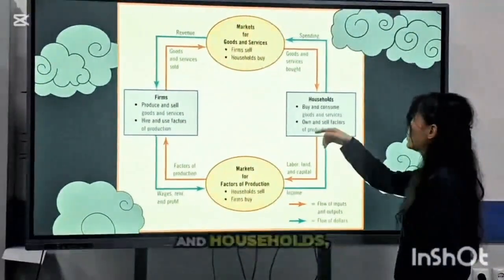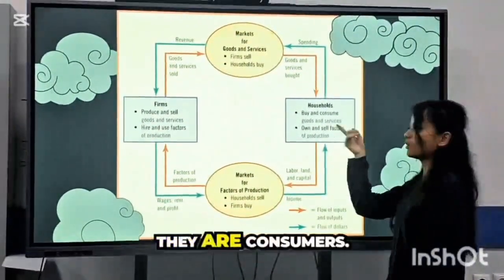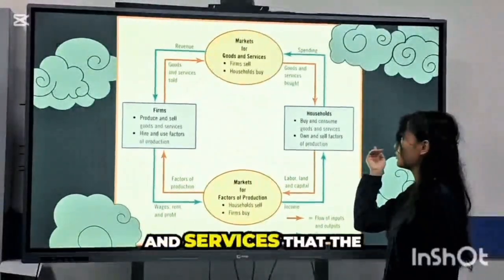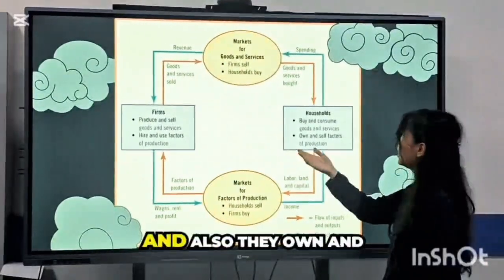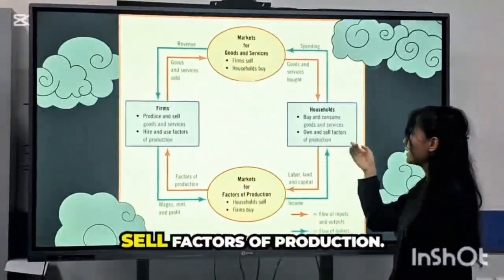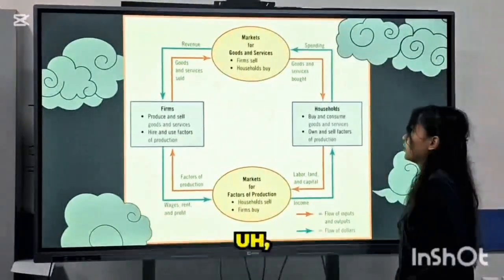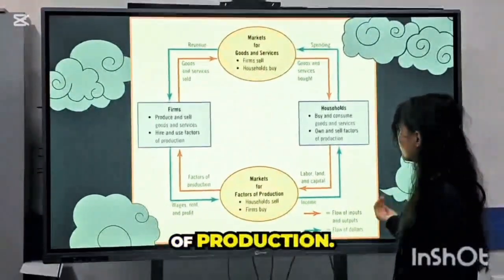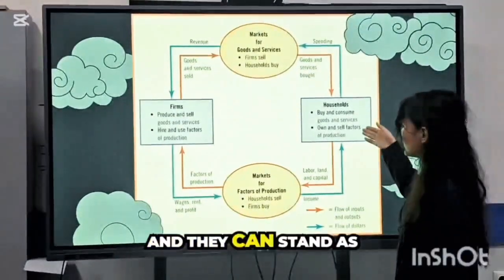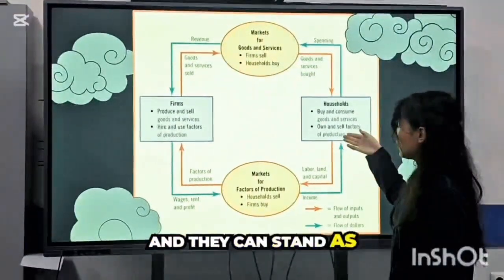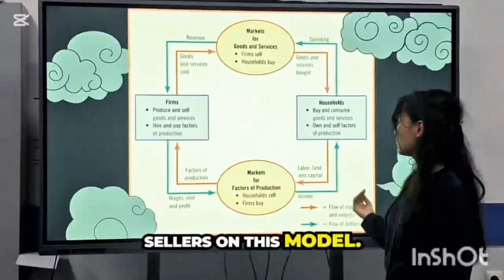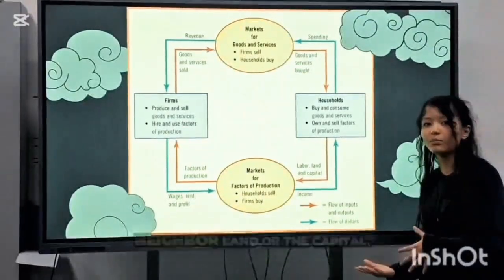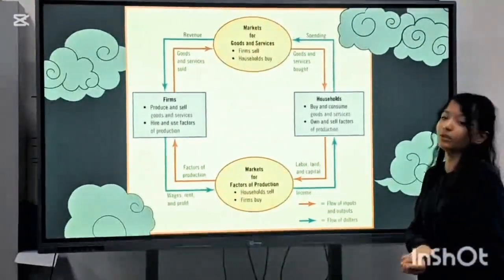And households, they are buyers. Of course, they are consumers. They consume the goods and services that the firms produce, and they also own and sell factors of production. It means that households own the factors of production, and they stand as sellers on this model, like they sell the labor, land, or the capital.